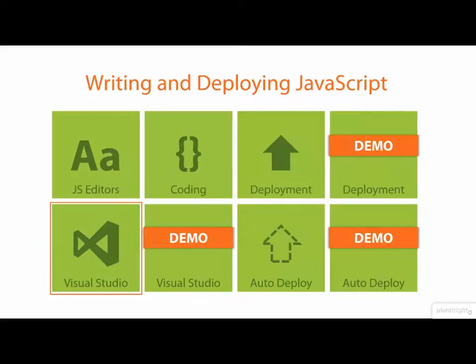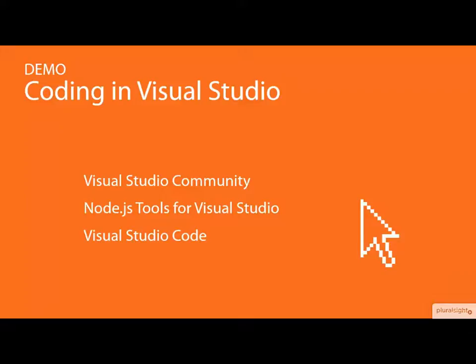In this next demo, I'm going to show you the power that Visual Studio and the Visual Studio family of editors brings to the Node.js world. First, I'll run through the installation of Visual Studio Community and the plugin that enables strong Node.js support. It's called the Node.js Tools for Visual Studio. We'll do a little tour of the functionality that this tooling offers you and how it makes working on Node.js projects more awesome. Then we're going to look at the installation and basic use of Visual Studio Code.